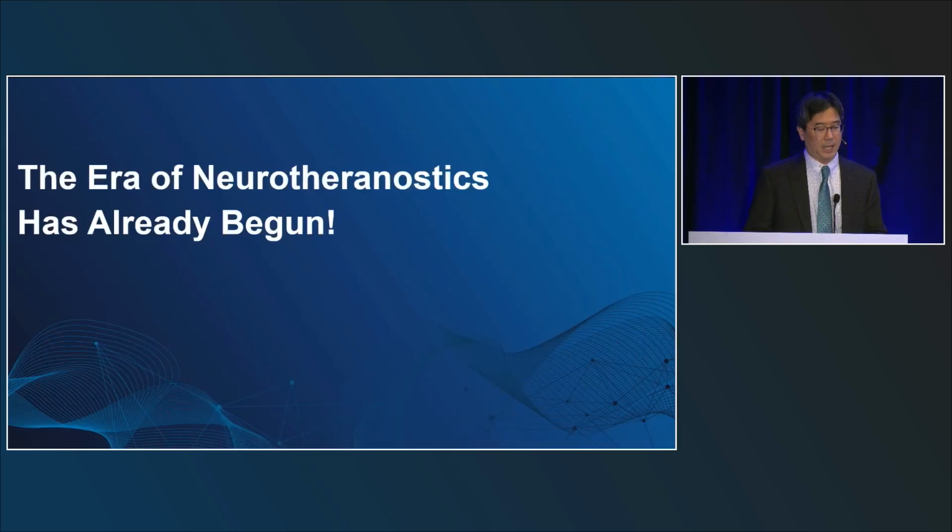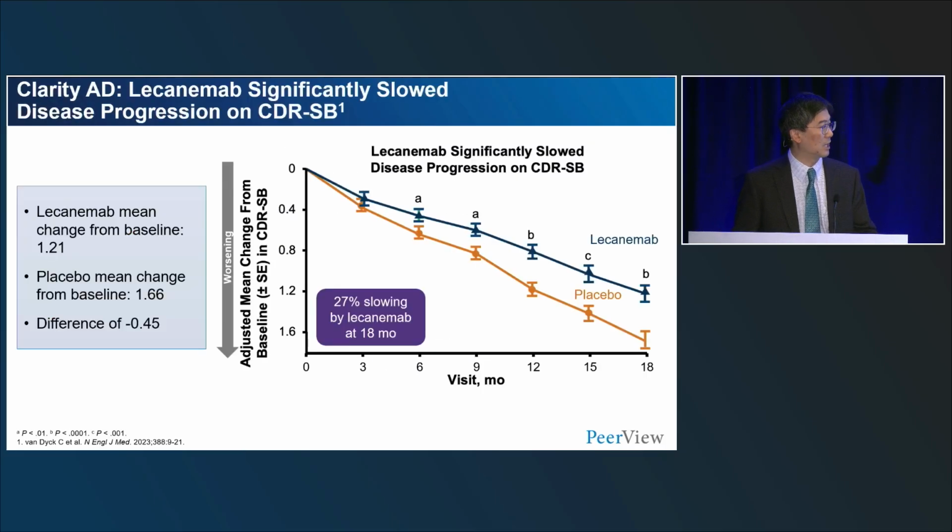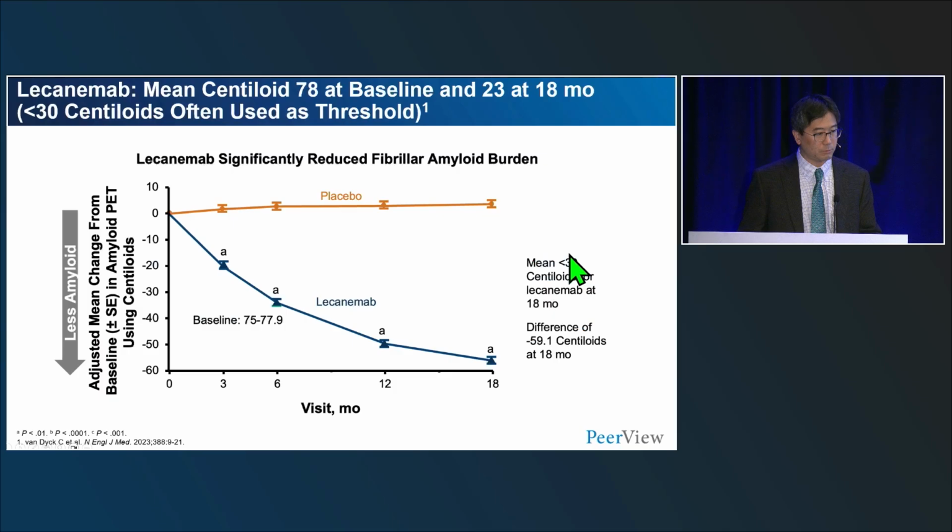All right, and what about the data to support the use of neurotheranostics in treatment? This was the first fully approved anti-amyloid antibody therapy, lecanemab, and that was based on this. Unfortunately, you cannot stop the progression, but you can slow it. And this was highly statistically significant, where it slowed the decline compared to placebo when you gave patients lecanemab on clinical scores.